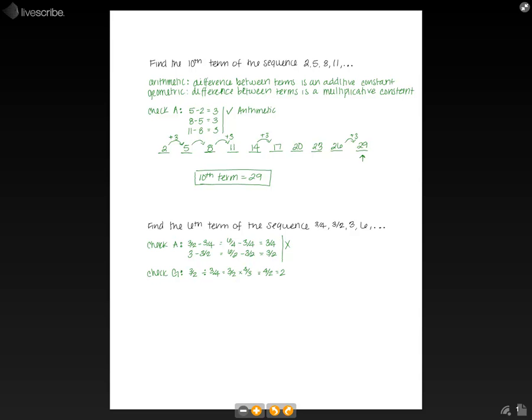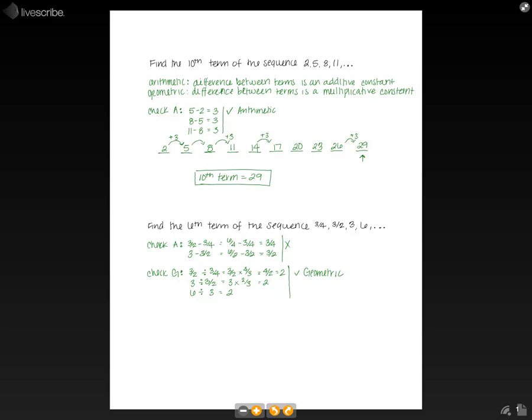Now we're going to divide the next one. 3 divided by 3/2, which is the same as 3 times 2 over 3, which is also equal to 2. So we're doing good so far. The next one would be 6 divided by 3, which we know is equal to 2. Alright, so check that off. We know we have a geometric sequence.